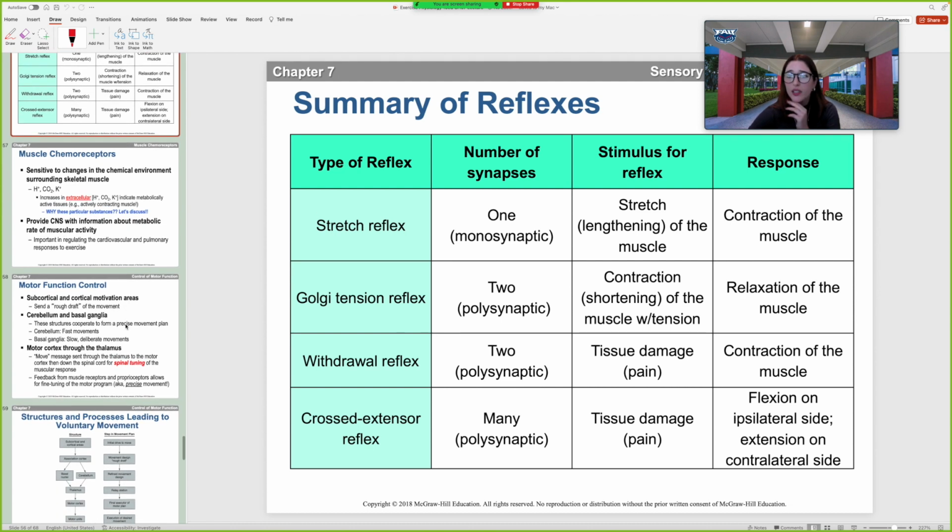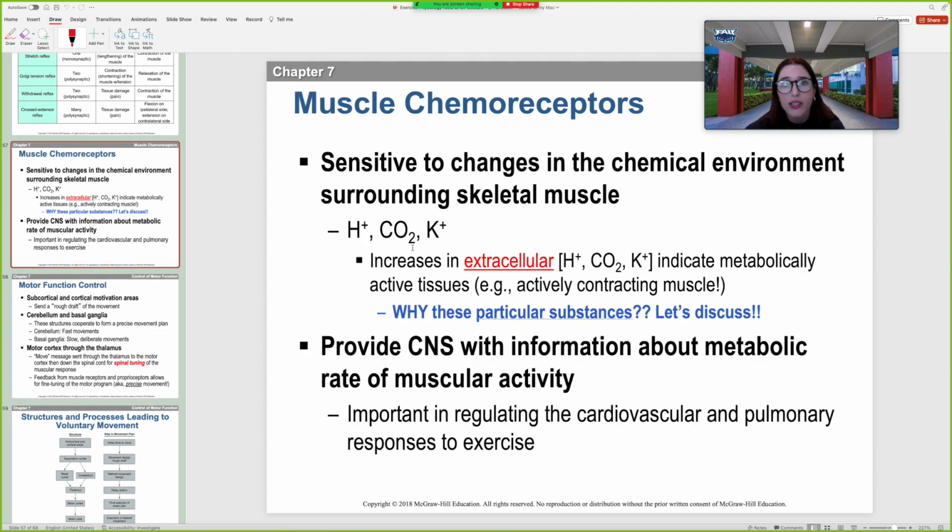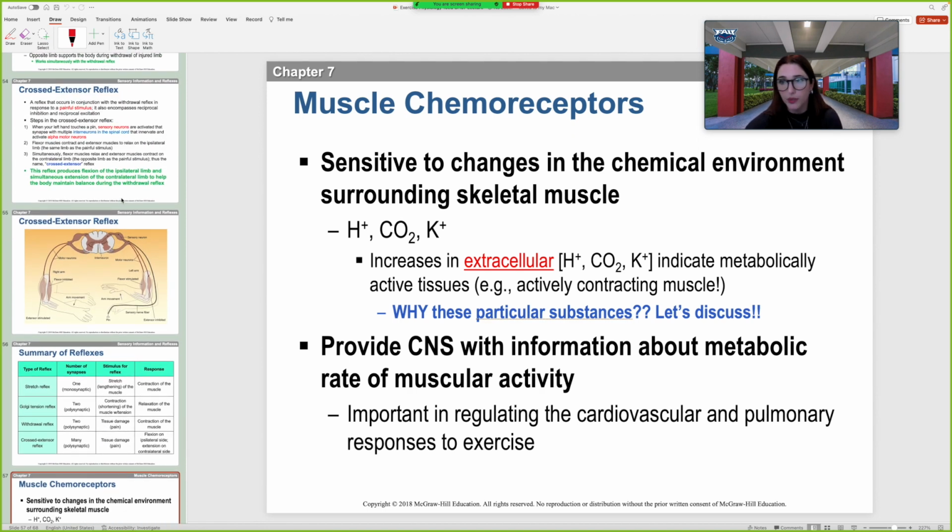Now the rest of this I am going to try and make very quick, okay? Muscle chemoreceptors. So we just talked about proprioceptors that are telling us about the position and the stretch and the tension of our muscles and where our body is in space, right? That's what proprioceptors tell us. Chemoreceptors are telling us about changes in the chemical environment, okay? So muscle chemoreceptors are telling us about changes in the environment surrounding the skeletal muscle. They're going to react to things like hydrogen, CO2, potassium, okay? So increases in any of these substances are going to stimulate the chemoreceptors.